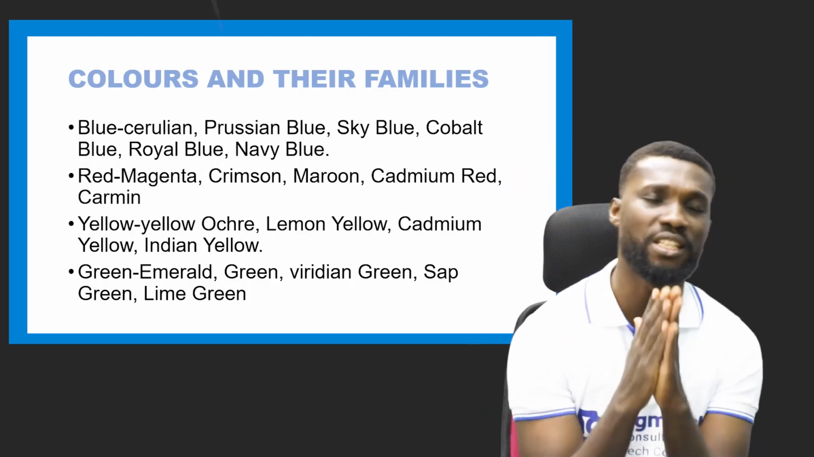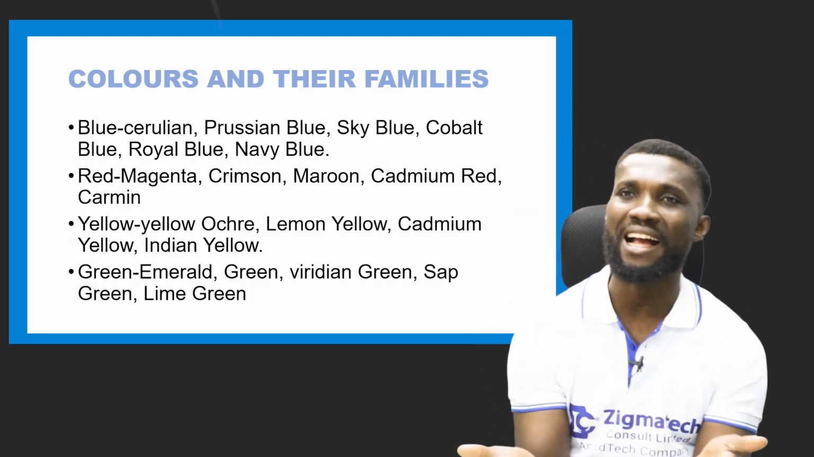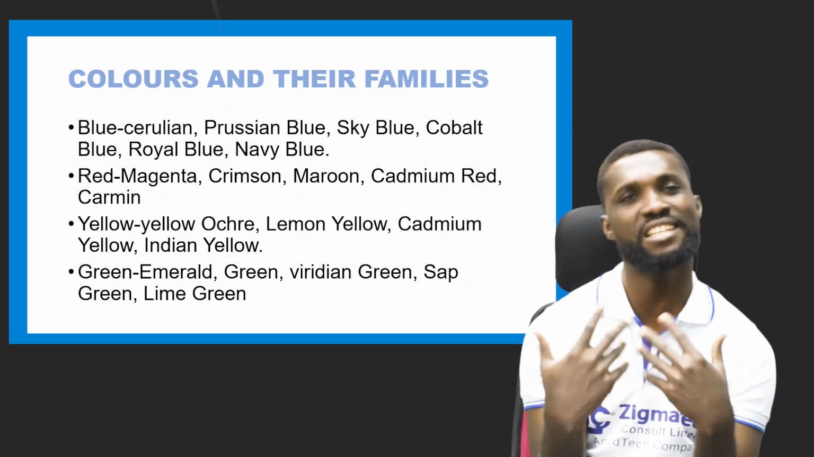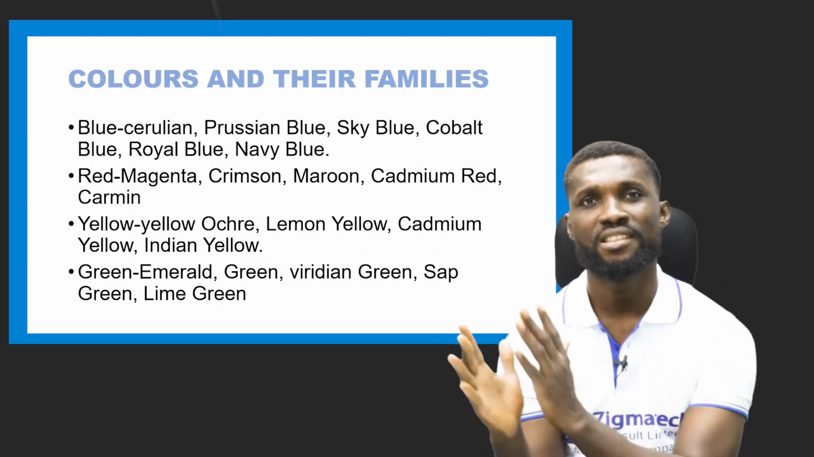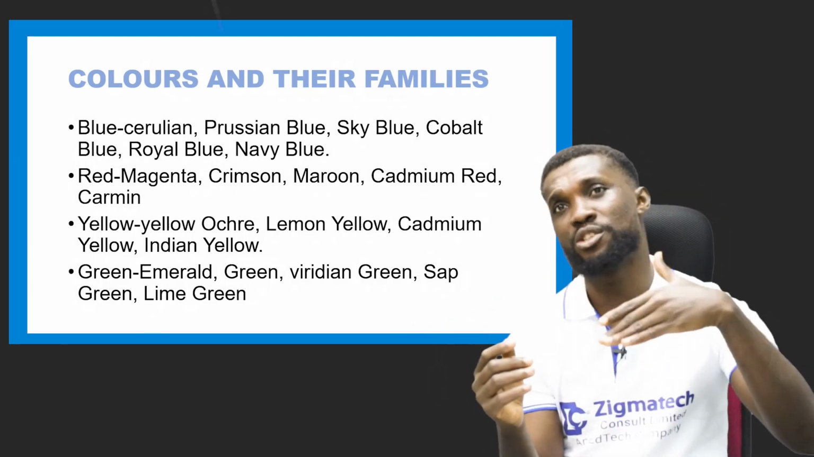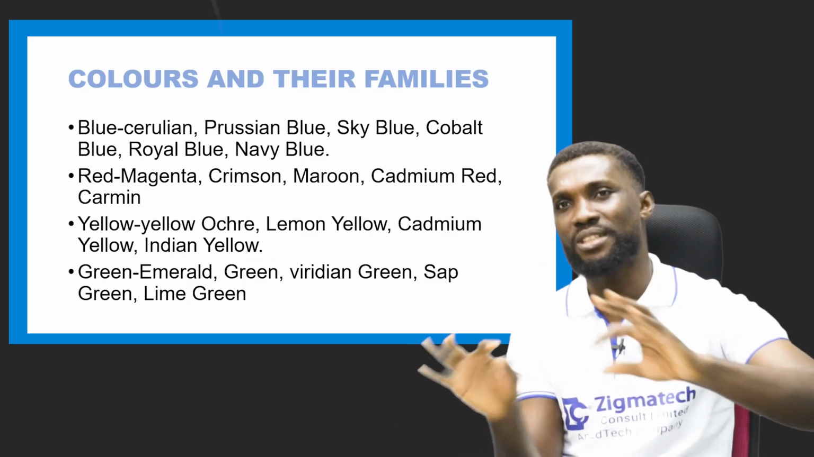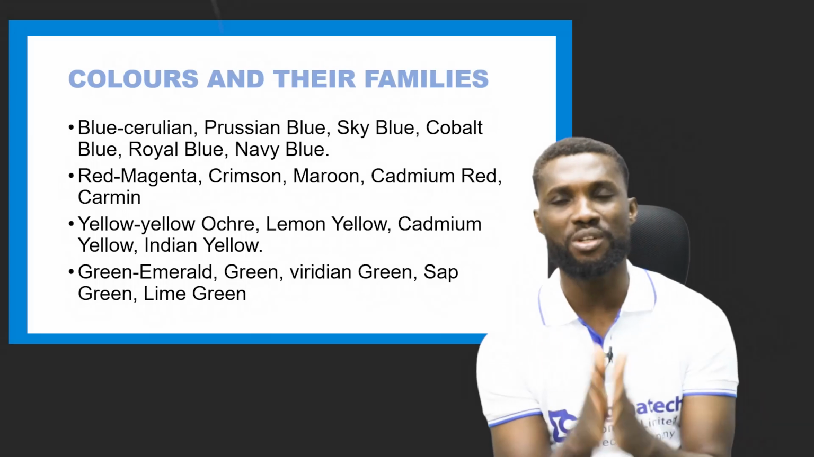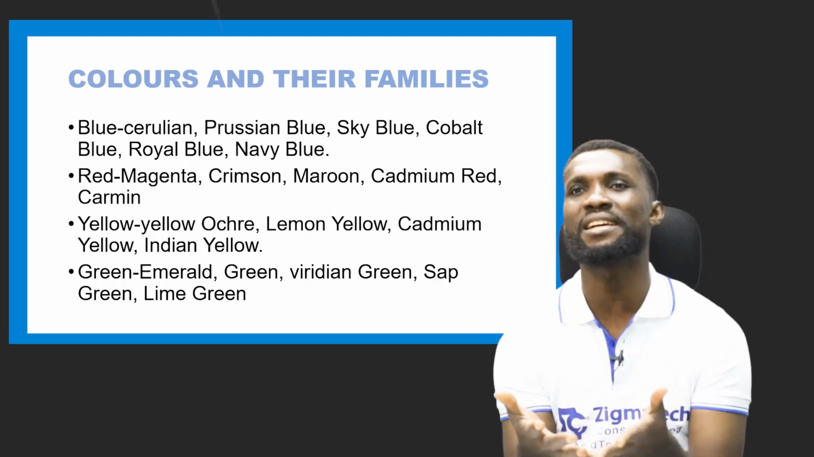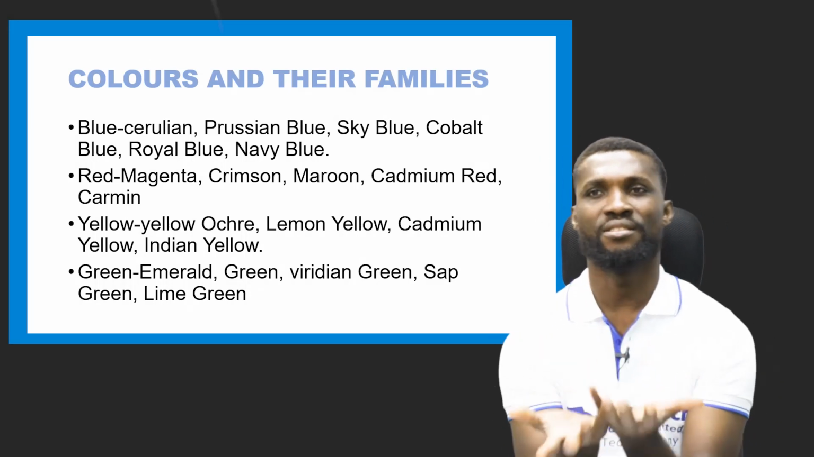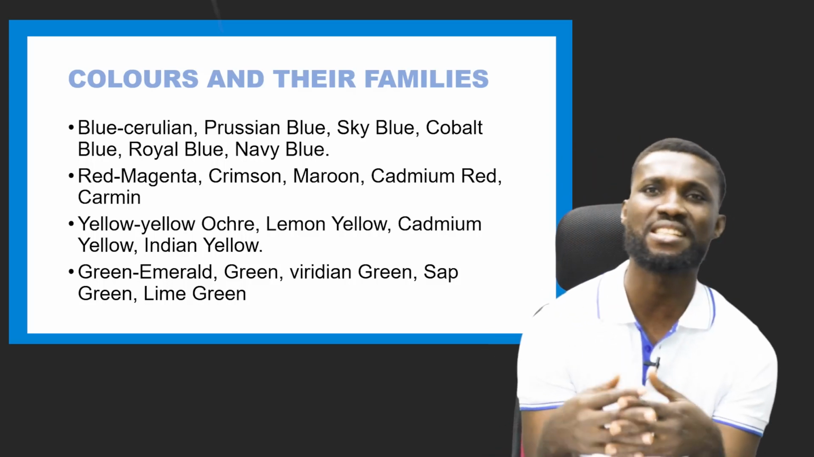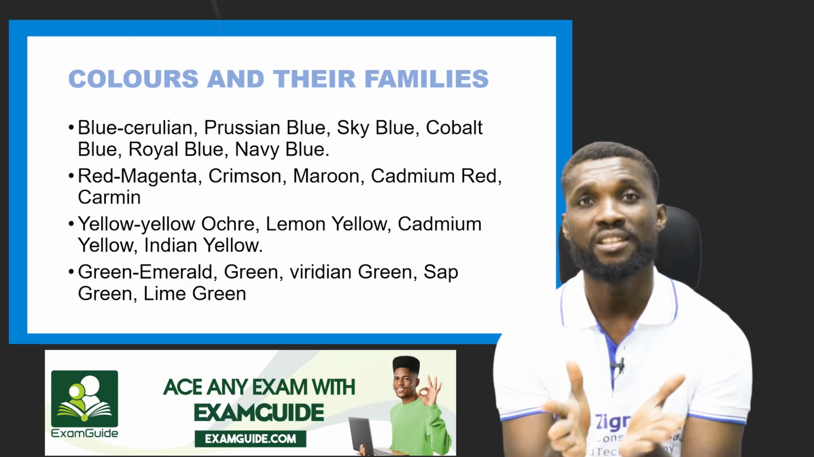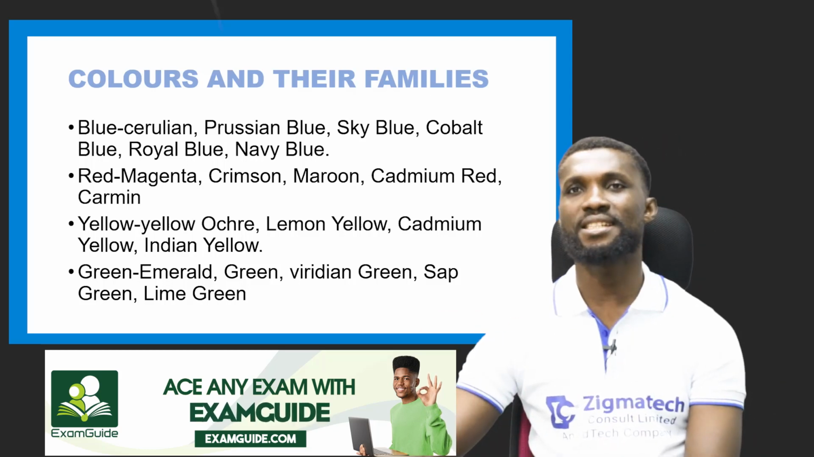The same thing applies to yellow. We have yellow ochre, lemon yellow, cadmium yellow, Indian yellow. All these fall under it. Don't worry, I'm going to show you a picture that breaks them down in different sections. Now, if talking about green, we have emerald green, viridian green, sap green, lime green, to mention but a few. All these are the green family.